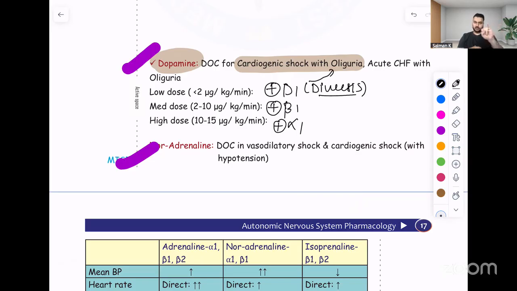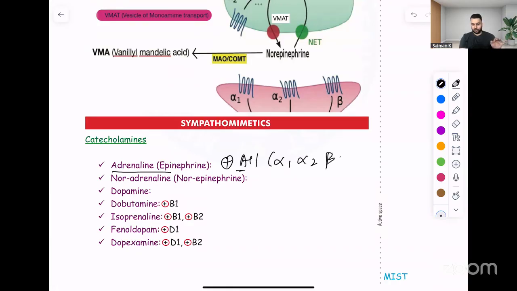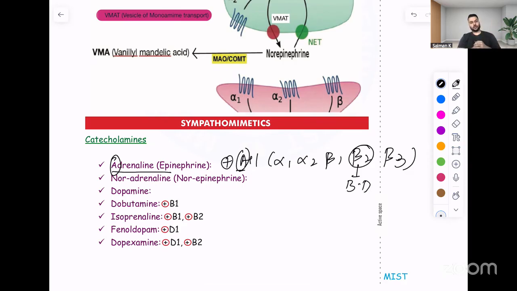Example, out of these three drugs, adrenaline, noradrenaline, and dopamine, who can cause bronchodilation? Answer is adrenaline, because A for all, it works on all the receptors. Remember, you can see this in your notes, I have written this A for all. It means it works on alpha 1, alpha 2, beta 1, beta 2, beta 3. This is the only guy who works on all the receptors including beta 2. Because it works on beta 2, it causes bronchodilation. Hence, it is used in anaphylactic shock.